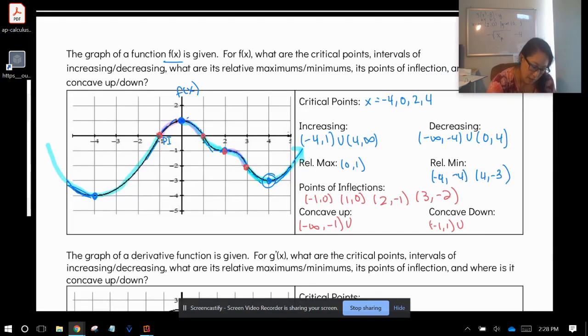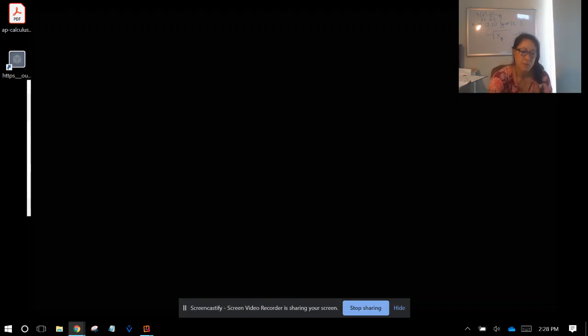So I'll go ahead and write that. The purple is concave down. So from -1 to 1, and then again from 2 to 3. So x equals 2 to 3. And concave up from 0 to 1, or from 3 to infinity.